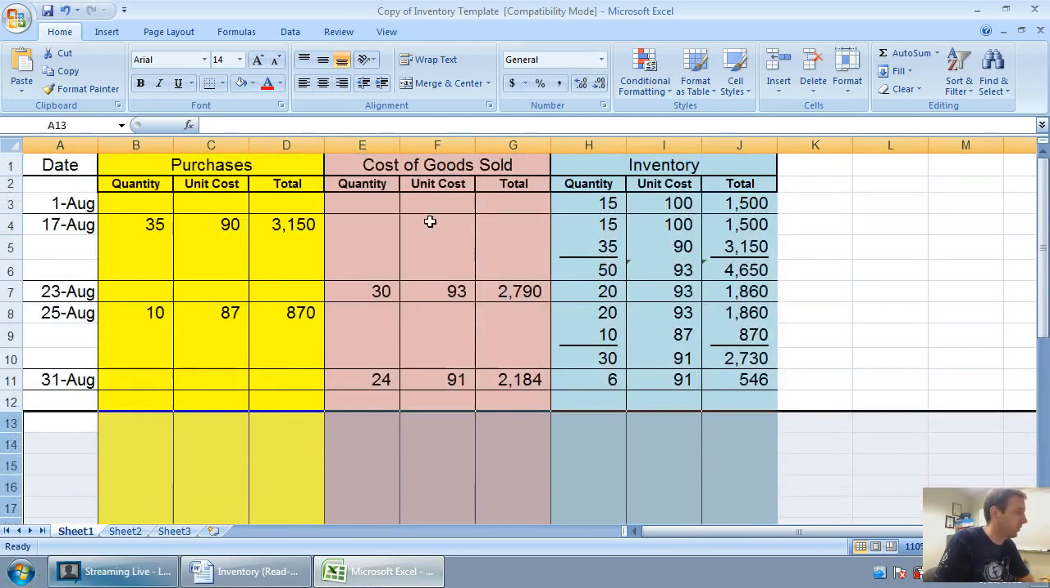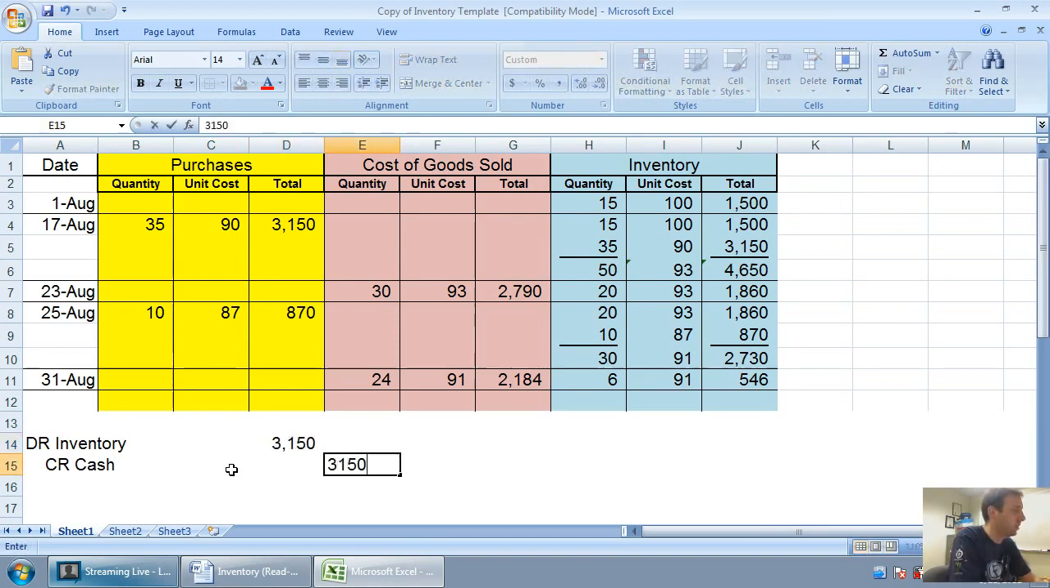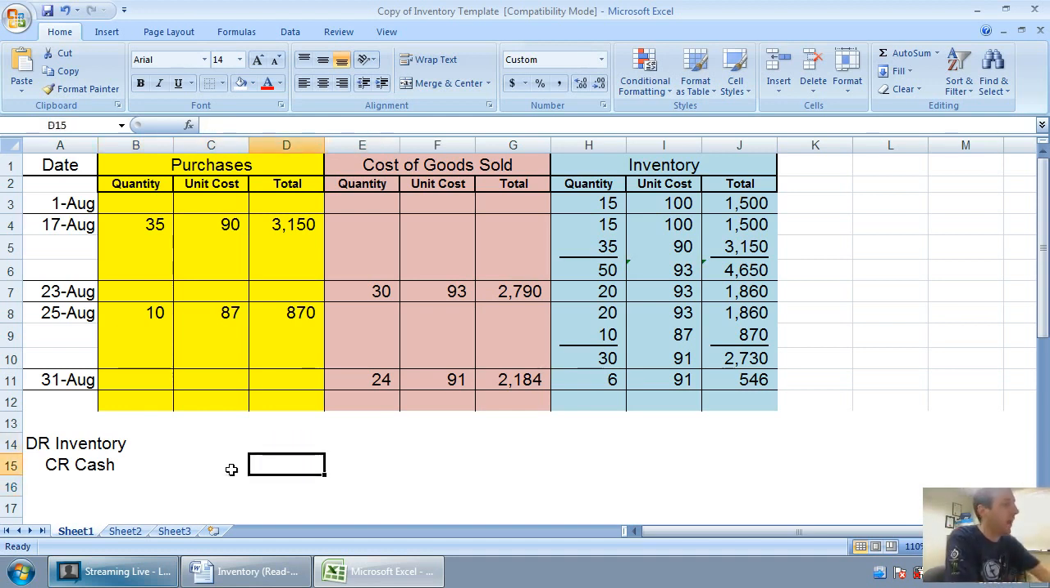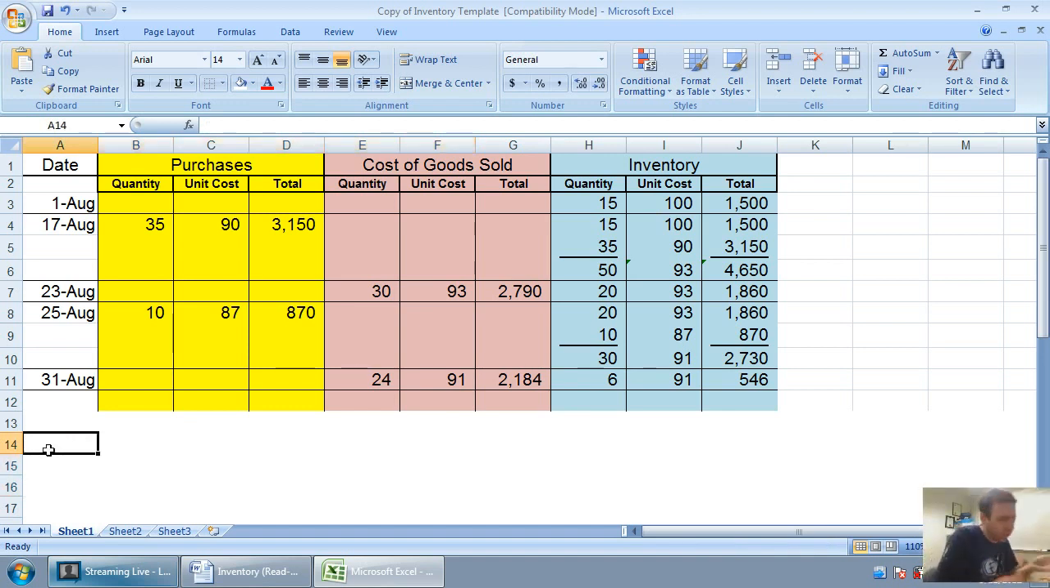So the journal entry for purchases, I'll just do one journal entry for purchases. Let me just clean this up a bit. No border, and we'll fill it in white. Our journal entries for purchases are always going to be debits to inventory and credits to cash or accounts payable. So that's $31.50 if we're looking at August 17th. Or if we were looking at August 25th, we would debit inventory, credit cash for $870. Again, pretty straightforward entry. The sales are the trickier entries, but they're not that much trickier.